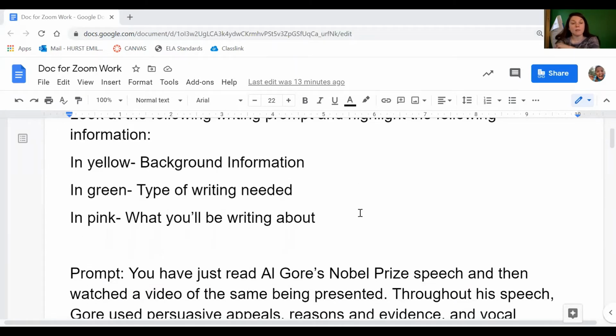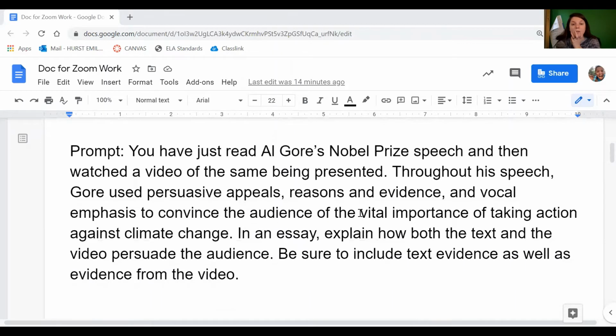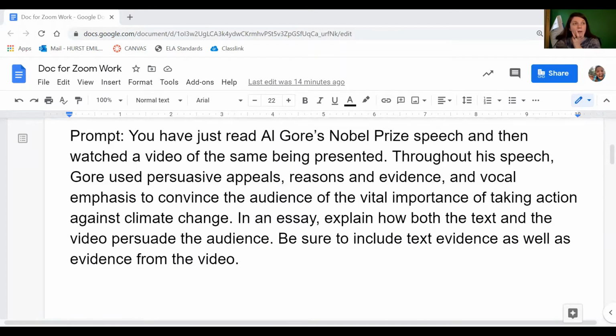the prompt. In yellow, I want you to do the background information. In green, the type of writing needed, and in pink, what you'll be writing about. Go ahead and pause me while you do that work. Press play when you're ready to continue.